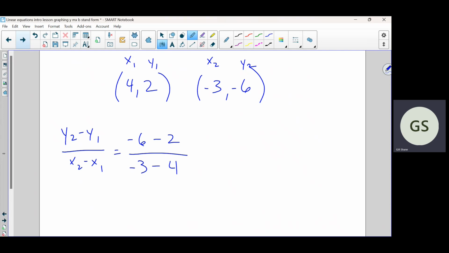If it's a negative number, you write a negative number. If it's a positive number, you write a positive number. Now we do the math. That's -8 over -7. That's not really what I wanted to get, but that's fine. So my slope is 8/7.